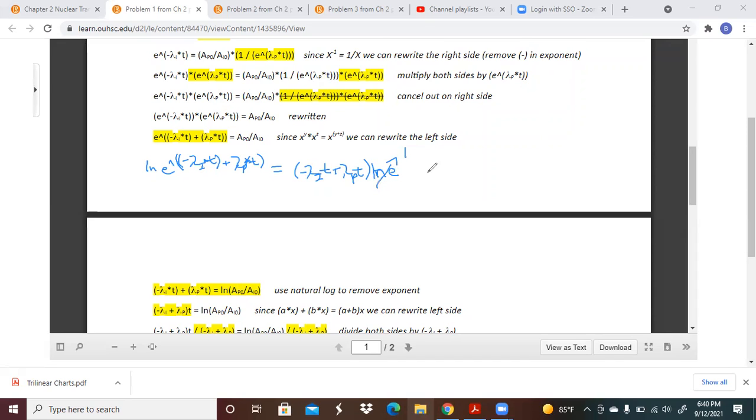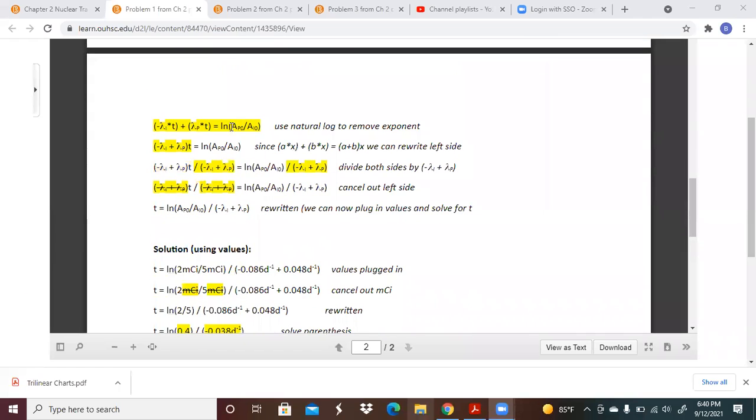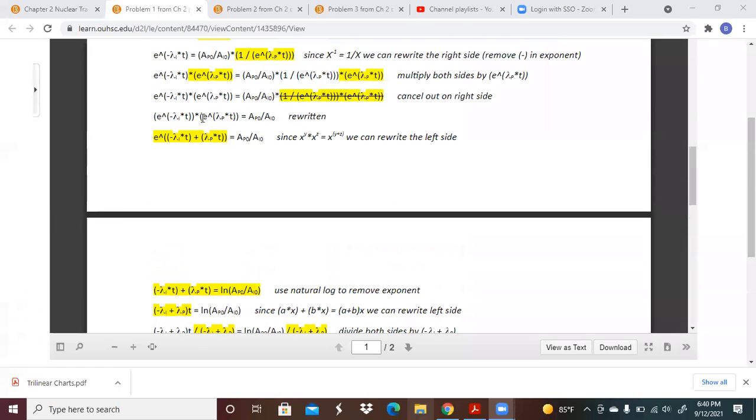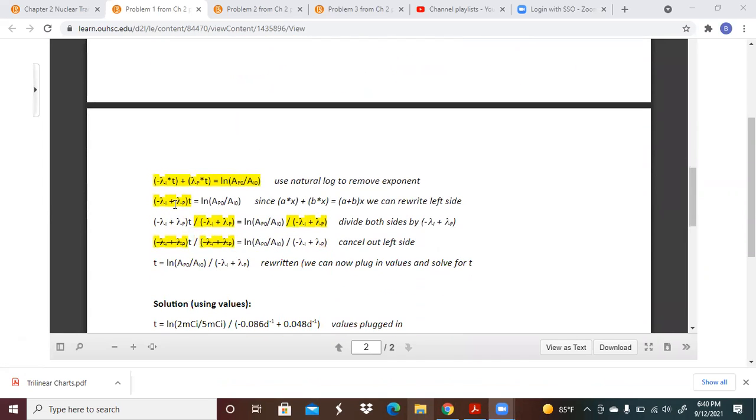That is just 1. And so what you're left with here is this. Since we took the natural log here of both sides, then this becomes the argument of the natural log application over here. Factored out a T here.